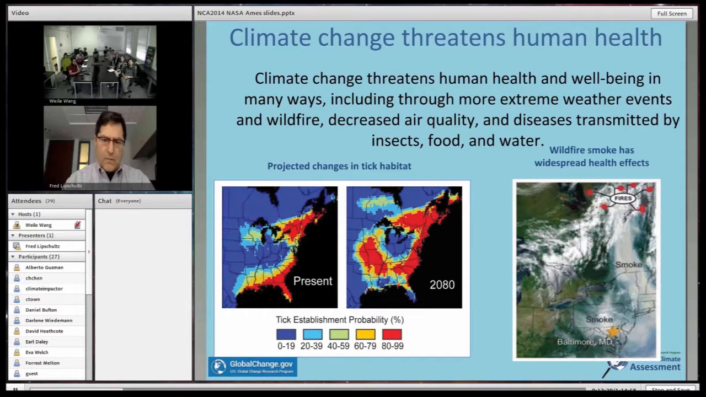So two of the maps, the map on the left shows changes that are projected for tick habitats, deer tick, in the east of the country. The map shows the present distribution of the deer ticks, and then the potential distribution in 2080, and shows that some areas of the country will see dramatic increases, such as in the Midwest, but also some areas, such as in the Louisiana, Mississippi area, might show decreases due to the extra heat that's also occurring at that time. On the right, you can see that wildfires, in this case up in Canada, are affecting our health through smoke inhalation and small aerosols, all the way down to the DC area.